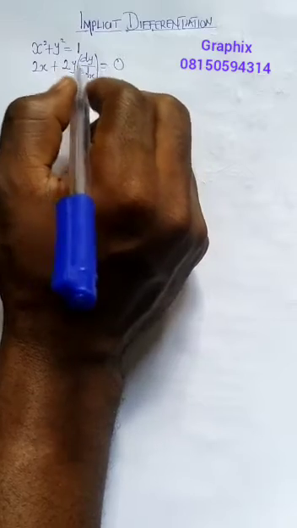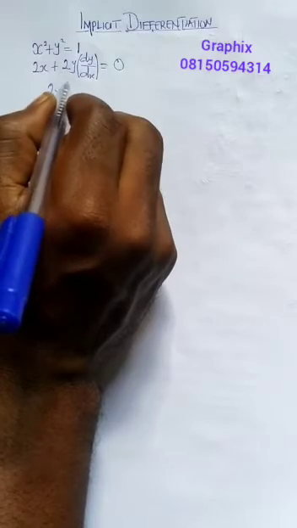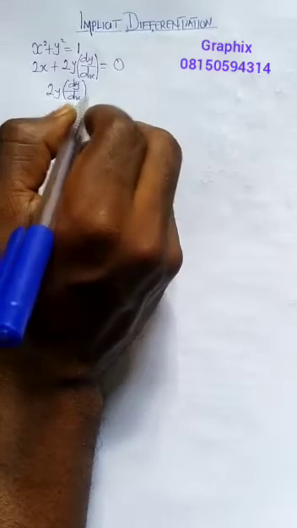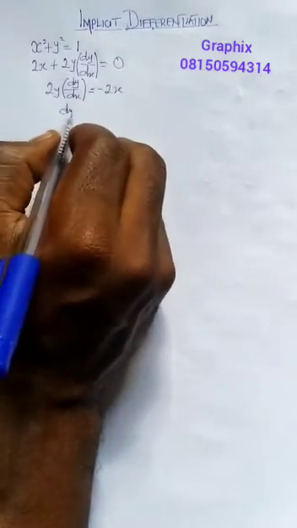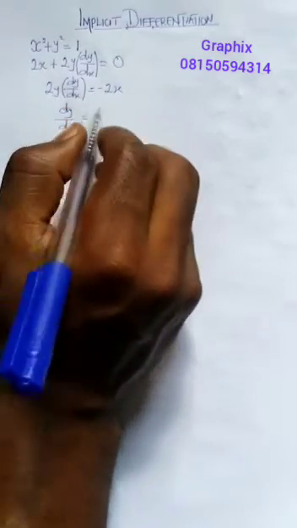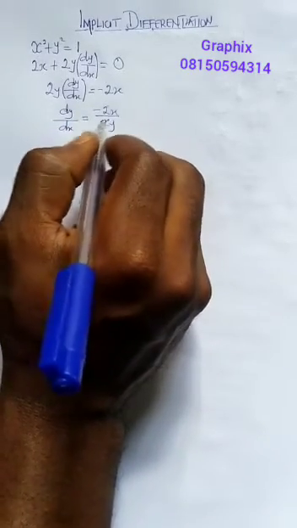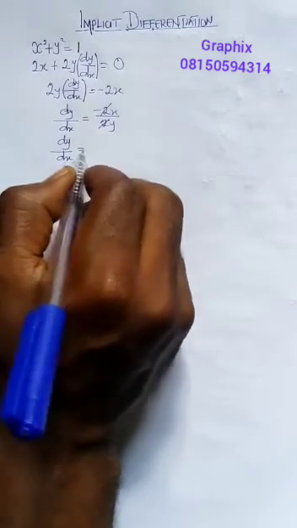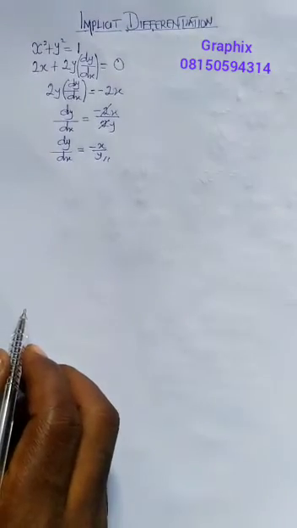Now your aim is to make dy over dx the subject of the formula, right? So I'll have 2y times dy over dx equals minus 2x. And dy over dx is equal to, if you divide both sides by 2y, minus 2x over 2y. So my dy over dx will be equal to minus x all over y. That is my answer.